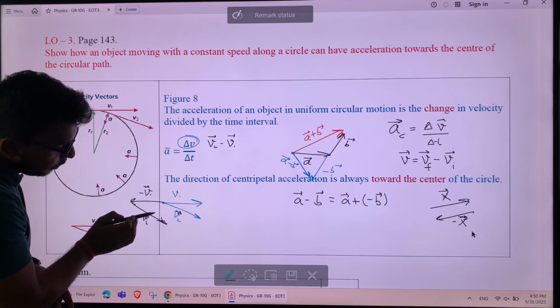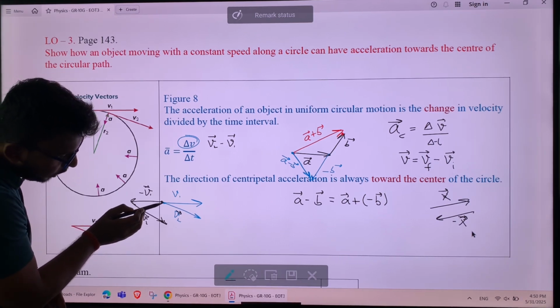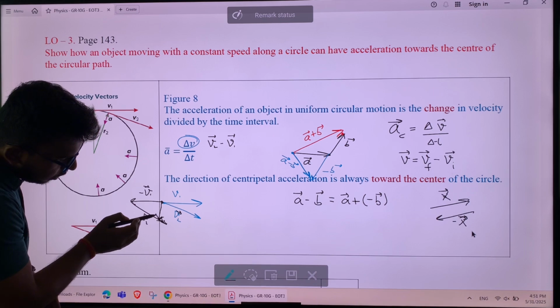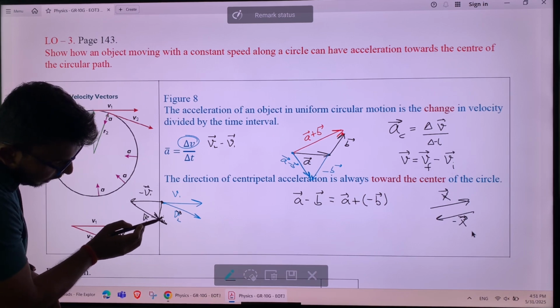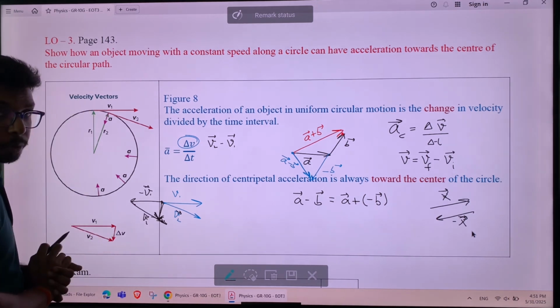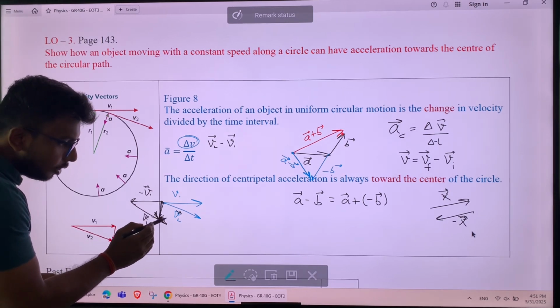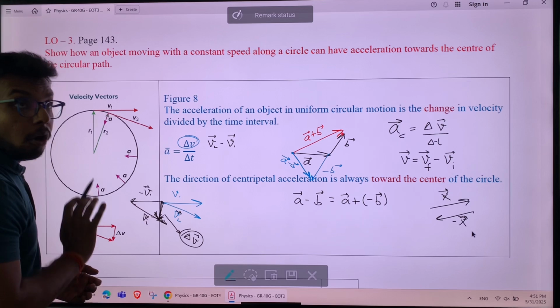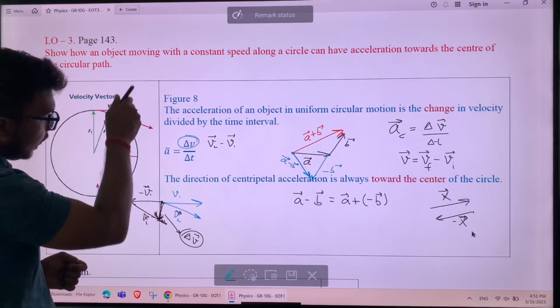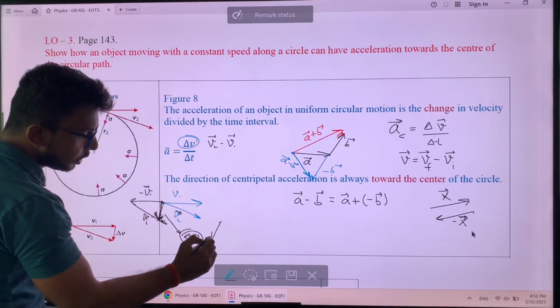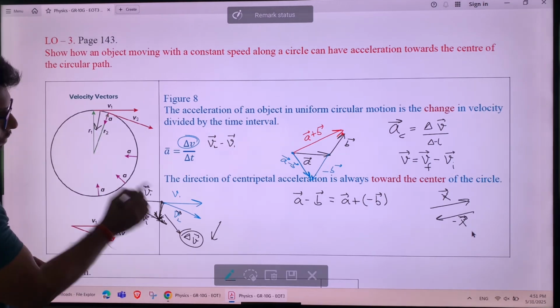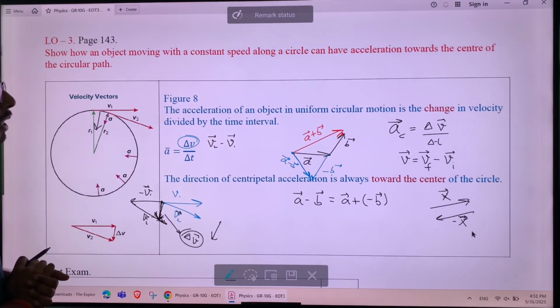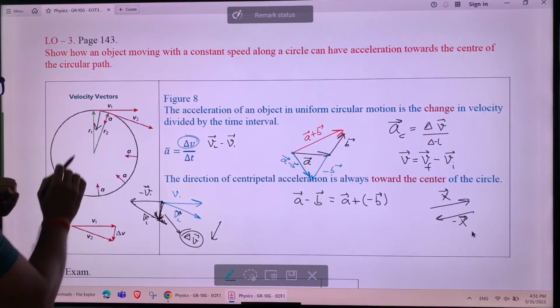So V2 minus V1 would become starting from this point to this point. Whatever is the length of this, it is coming towards this point. This is the direction of the delta V, or V2 minus V1. Or I can simply say that this is the direction which is entering towards the center, pointing in a similar direction. Now this is del V.